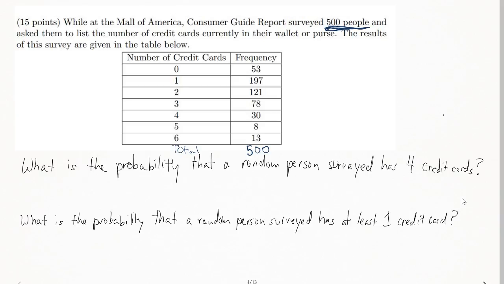But to answer our question, what is the probability that a random person surveyed has 4 credit cards? The 4 credit cards occur right where I put that star, that row right there. So notice there's 30 people that have 4 credit cards. And then for the probability, all we need to determine is, that's out of how many different people? Well, it's out of 500. So the probability of having 4 credit cards should equal 30, the total number of people that have 4 credit cards, divided by the total number of people in our survey. So 30 out of 500.